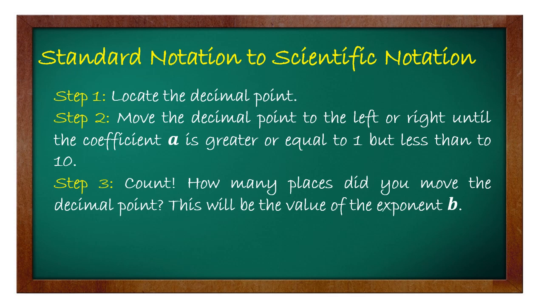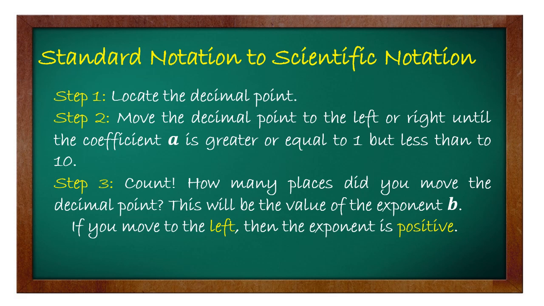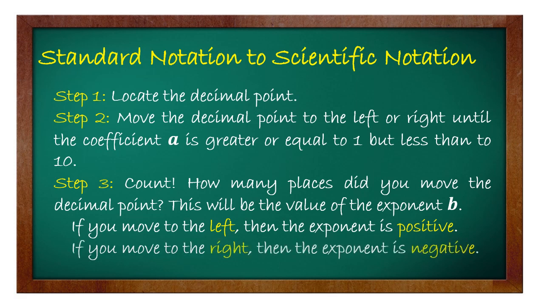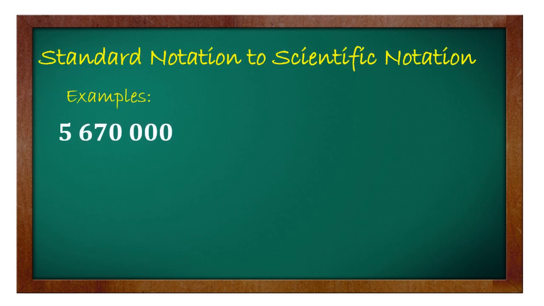Okay? So, mula dun sa original, papunta dun sa significant figures natin, bibilangin natin kung ilan yung movement natin. Okay? So, how many places did you move the decimal point? This will be the value of the exponent b. So, kung ilan man yung movement natin mula dun sa original na decimal point papunta dun sa decimal ng significant figure, yun yung gagamitin natin na exponent. So, kapag ang movement natin is to the left, ang exponent natin ay positive. Kapag ang movement naman natin ay to the right, ibig sabihin ang exponent natin ay negative.